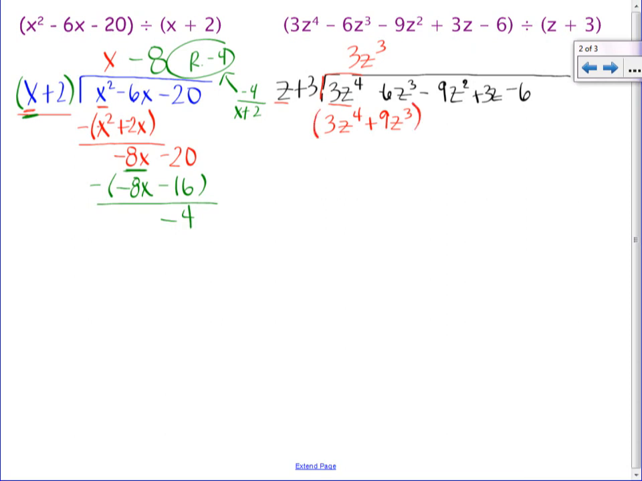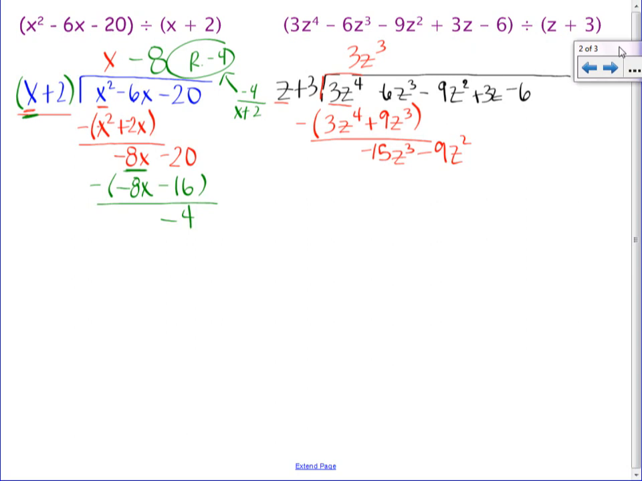It really helps you make fewer mistakes if you write parentheses around there with the minus sign, to remind yourself to subtract both items. Okay, so what are we going to get here? Negative 12z cubed. Nope. Try again. Negative 15z cubed. Yes. Okay, negative 15z cubed. We drop down our next term. So now we have minus 9z squared here.